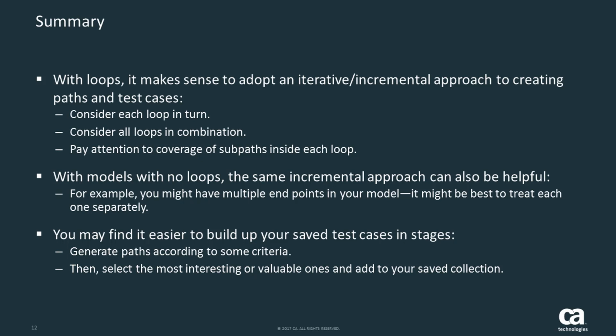Now, it can be that with models with no loops, the same incremental approach can also be helpful. For example, you might have a model with multiple endpoints, exit points from the whole process. It might be best to treat the paths to each one of these separately and then incrementally build up your saved test cases. So, in general, you might find it helpful to generate paths according to some criteria and then select the most interesting or valuable ones and add these to your saved collection and iterate until you're comfortable that you've covered the most important and valuable test cases.